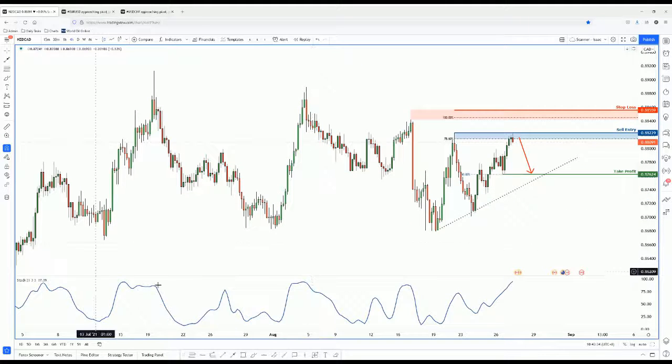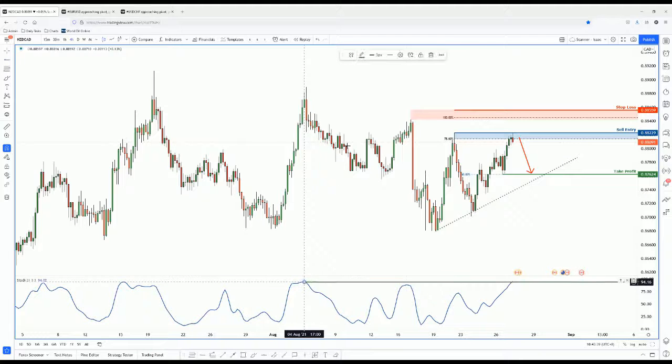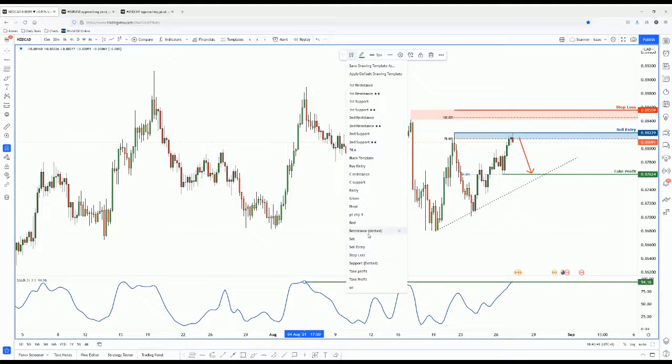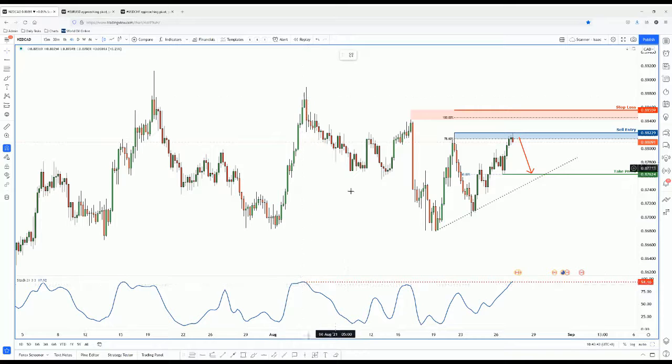Last but not least, we can also take a look at indicators, right? Stochastics is actually testing resistance where price has pulled back lower before. So over here we see price drop. When stochastics was here, we see price do a sharp drop. Now stochastics is back here, we can expect price to do another sharp drop.